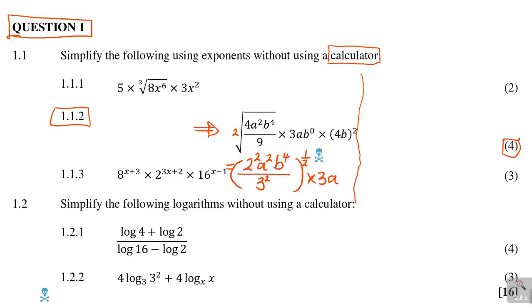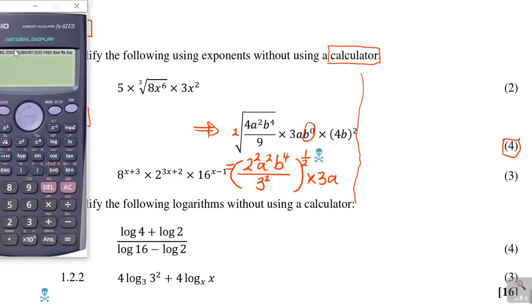Now b to the power of 0, you must understand that this 0 is only affecting that b. So if the 0 is only affecting that b, it is very important for you to know that any number to the power of 0 is 1.